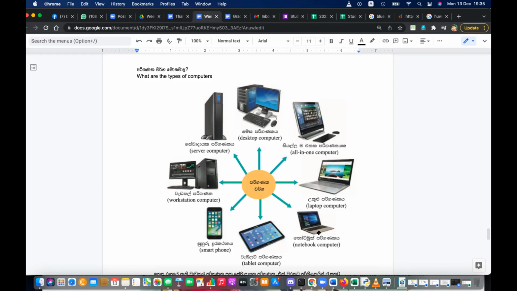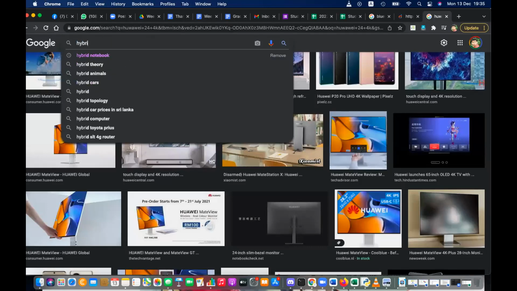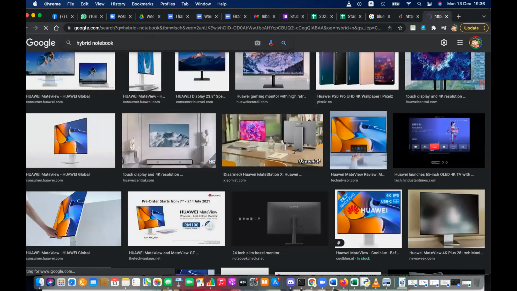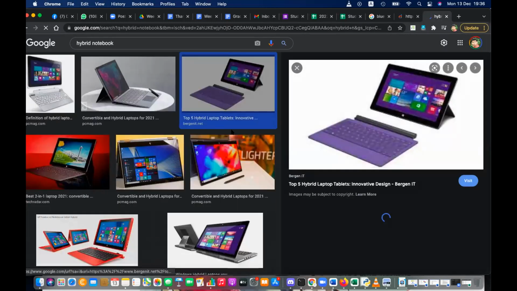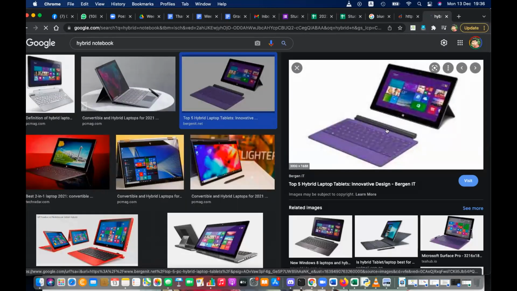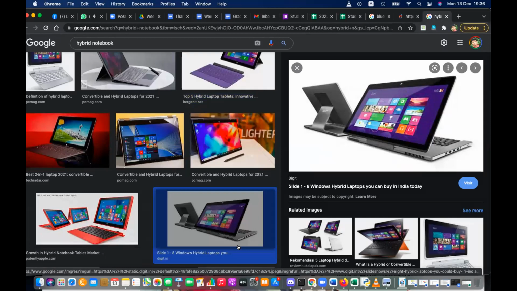A tablet is even lighter than a notebook. Actually, there is a notebook with a removable keyboard. It's hybrid, right? So this is a hybrid notebook. Some of you might have that hybrid notebook, which you can use as a tab. The keyboard is detachable, you can use it as a tab and you can plug the keyboard in and use it. Yeah, I have seen that. I have.